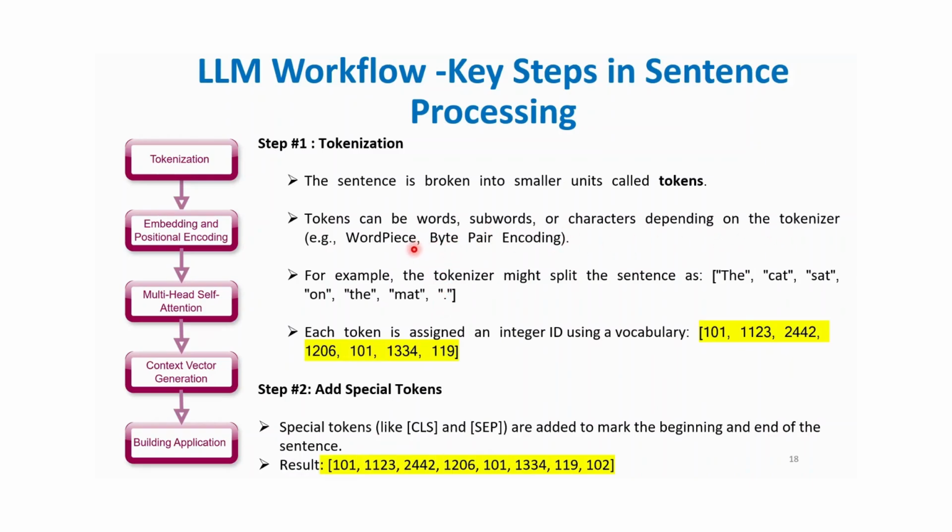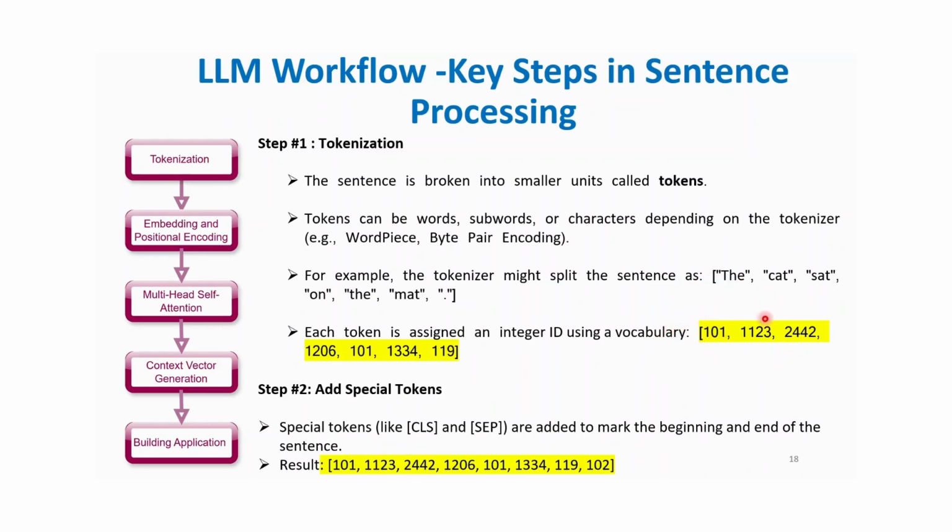You have numerous tokenizers, WordPiece, byte pair encoding, and they tokenize words in their own way. But what tokenization primarily means is breaking the sentence into smaller units. A word can have more than one token. For instance, if you take "singing", it will have two tokens, "sing" and "ing". Depending upon the tokenizer that we are using, we will have the tokens. Once the tokens are identified, they are given a unique ID.